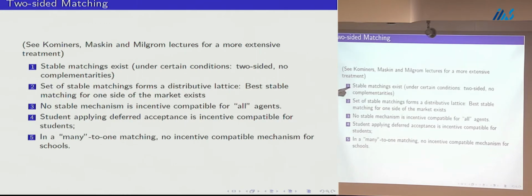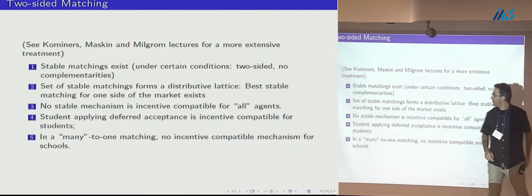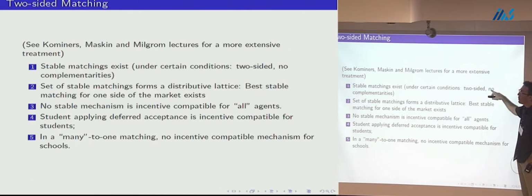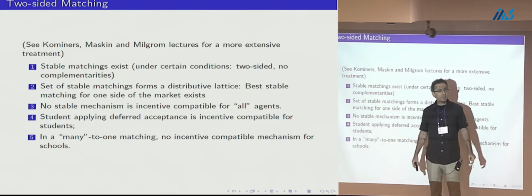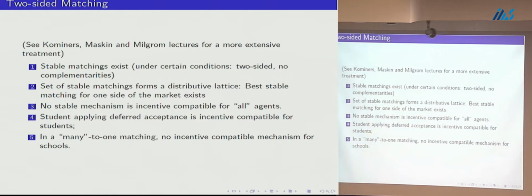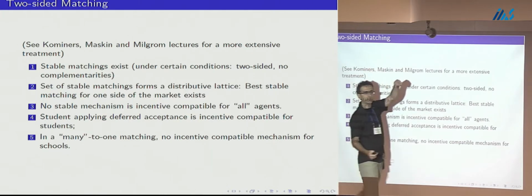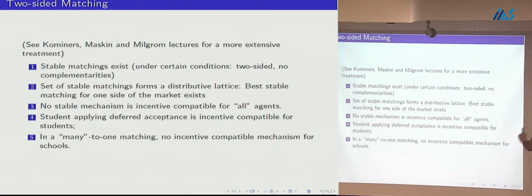The first thing is we know that stable matchings exist under certain conditions. In our case, the market is already two-sided. But no complementarities among students is going to be important for the existence of stable matchings. There may be multiple stable matchings, and the set of stable matchings forms a distributive lattice. That means we can pick a stable matching that is best for the students among all the stable matchings.